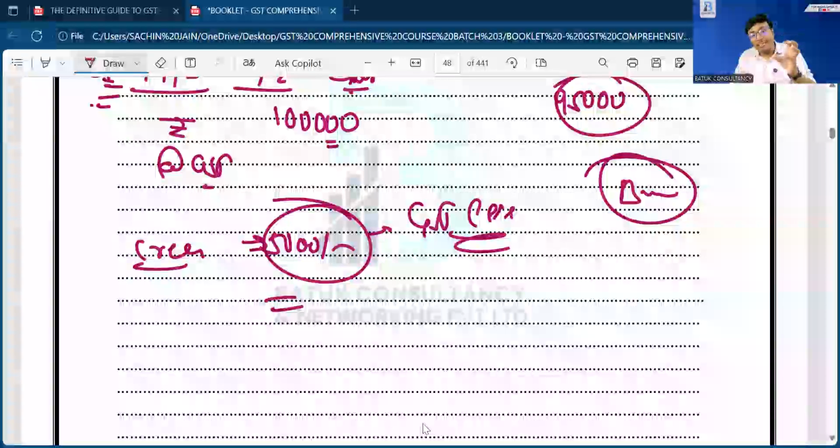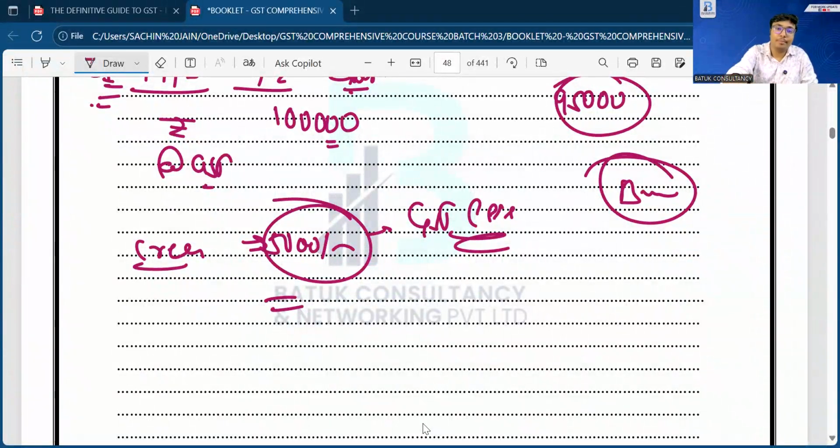Sir, in case of defective goods where you are going to return that particular goods, in that case, yes, definitely a credit note will be issued with GST, because that will become part of your supply.